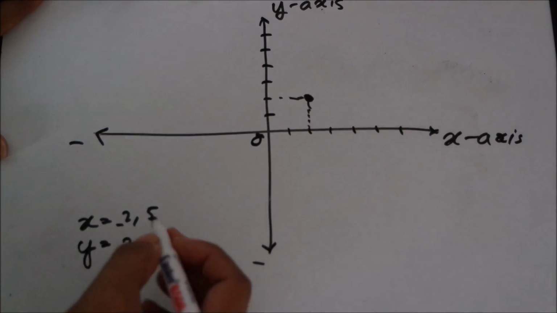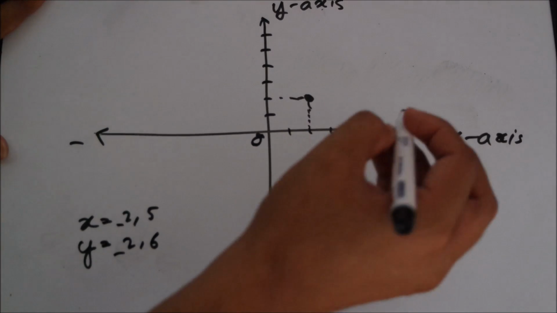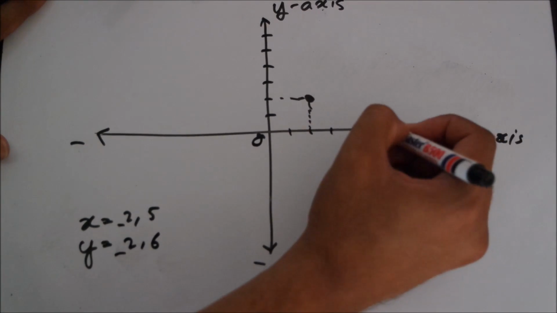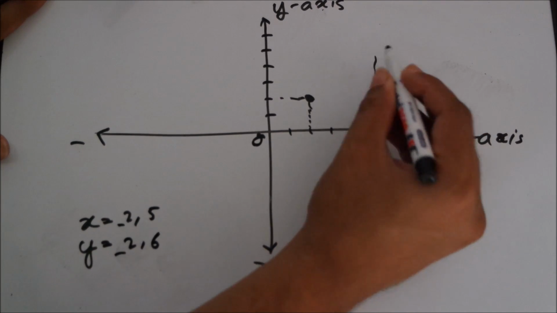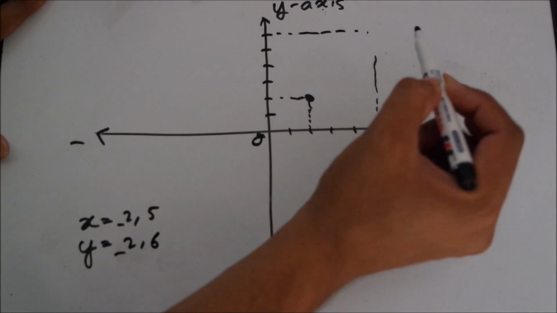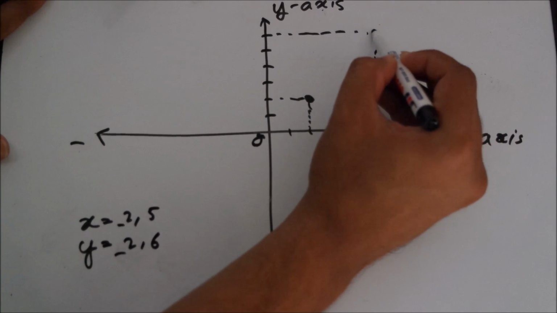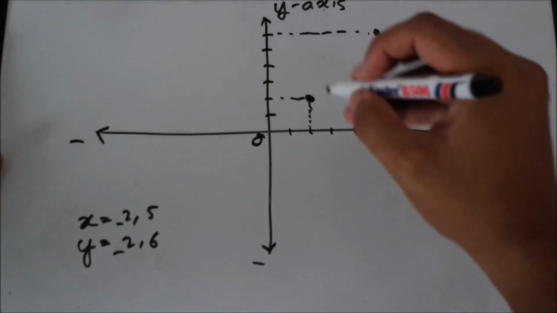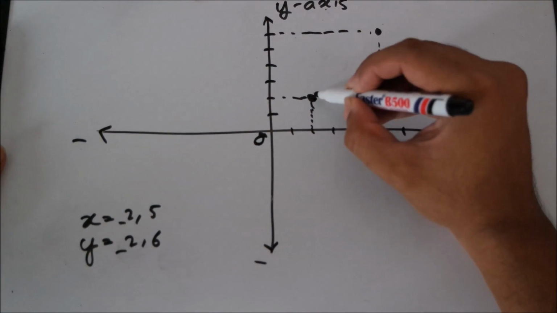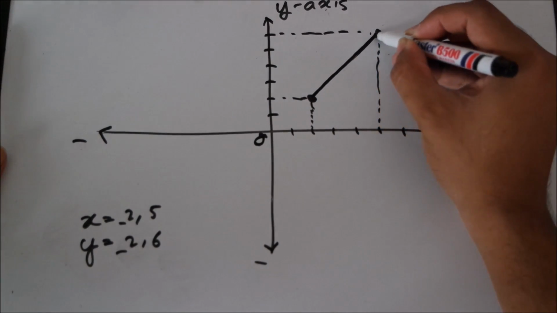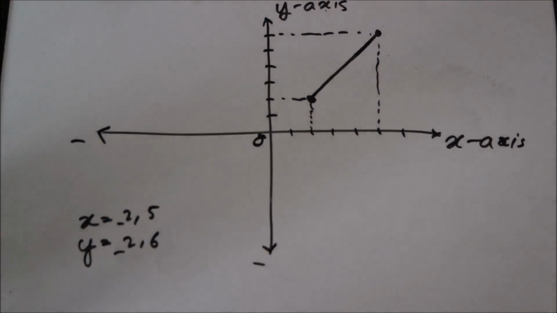And the next one would be 5 and 6. So x is equal to 5, 1, 2, 3, 4, 5, whereas y is equal to 6, the topmost point. Let's just draw a straight line. Yeah, so this is our second point. So the graph would be, when you connect these two together, the result would be what the question asked. That is the straight line that you needed to draw.